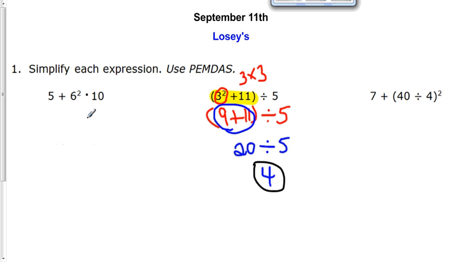Okay, now remember, on the first set, you don't have any parentheses. On the second set, we had an exponent inside the parentheses. On the last problem, you do have parentheses, but you have an exponent outside. So don't forget, you have to do the inside before you can do your exponent. Now let's go to problem 2.